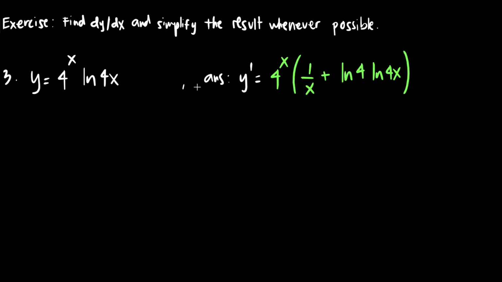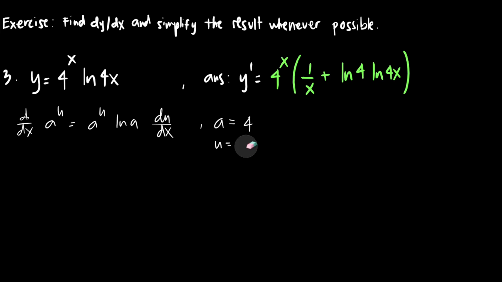Proceed to number 3. Find dy over dx and simplify the result whenever possible. For number 3, y is equal to 4 raised to x multiplied by ln of 4x. Take note that the derivative of a^u is a^u ln a du over dx. Our a here is equal to 4 and u here is equal to x.